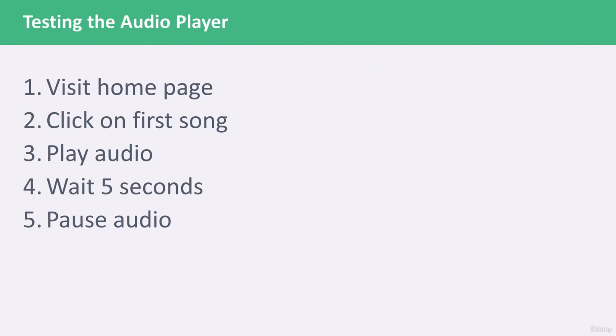Here's a rundown of what we'll be doing. First, we'll visit the home page. After visiting the home page, we'll select the first song in the list of songs. Then, we'll start playing the audio. The test will wait 5 seconds to let the audio play. Once 5 seconds have passed, we'll pause the audio. It's a really simple test, but it is something you would write. You will want to check if the audio player is fully functional.